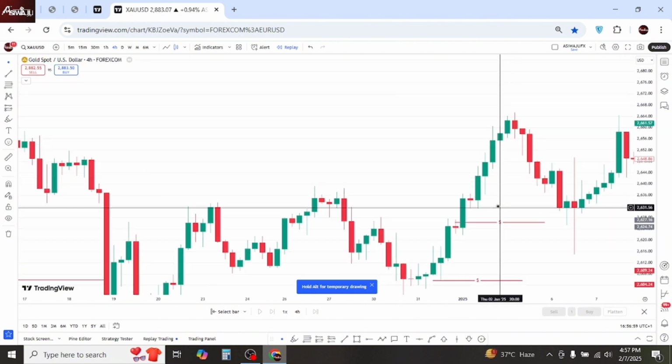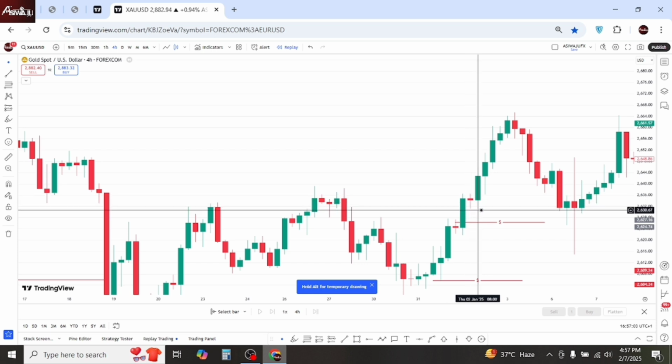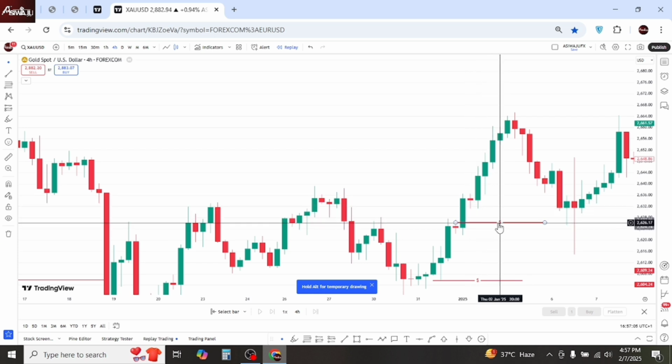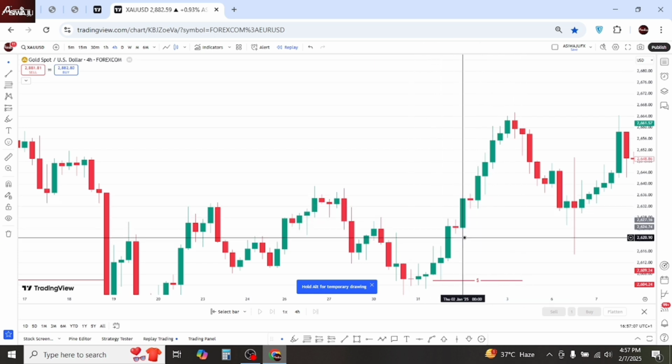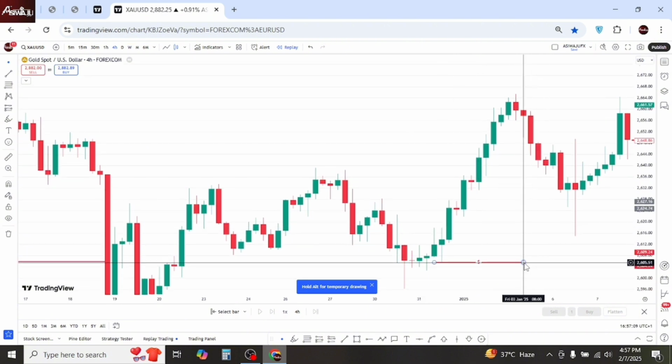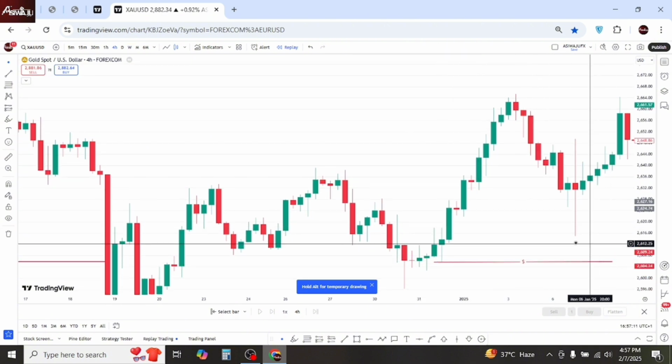I think this candle is like an equal low, failed to take out this previous candle, so we don't have any valid pullback here, and we don't have any valid pullback here. So this is the only valid pullback we have here. And now let's see what happens.